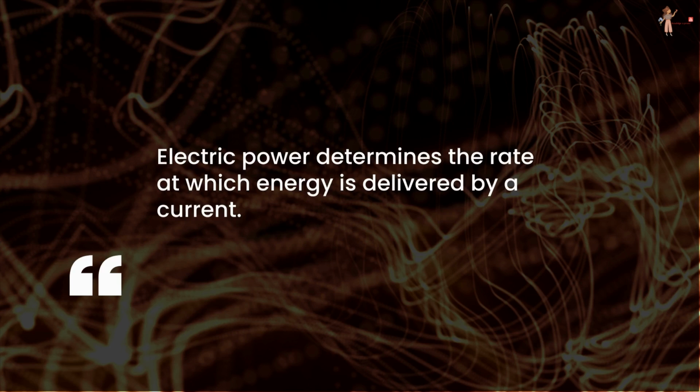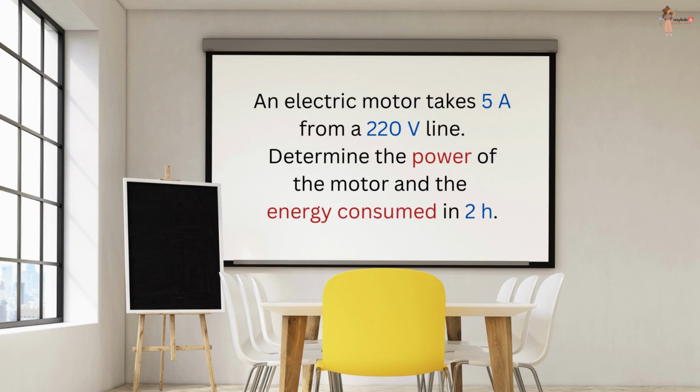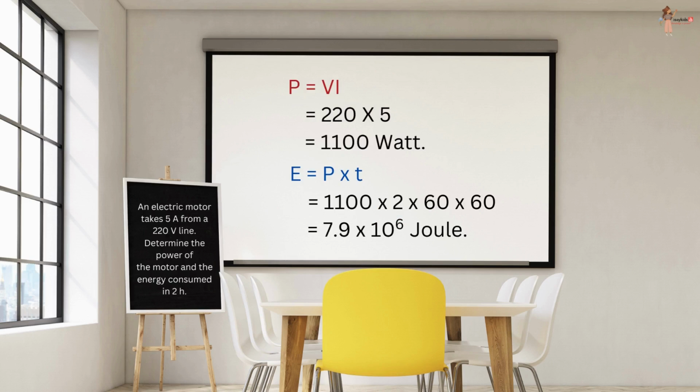Now let's see one more example. An electric motor takes 5 amperes from a 220 volt line. Determine the power of the motor and the energy consumed in 2 hours. P equal to VI, which is equal to 220 into 5, hence 1100 watt. Now energy is P into T, so it will be 1100 into 2 into 60 into 60, that is 7.9 into 10 raised to the power 6 joule.